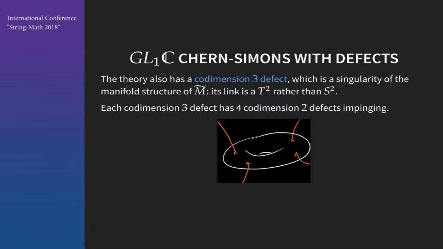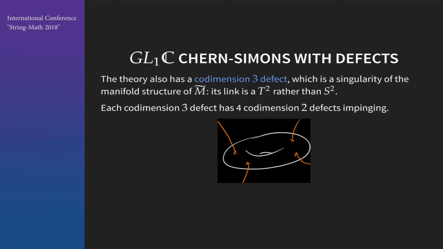And then the second kind of defect is rather more interesting. So this is a codimension 3 defect. So in a 3-manifold, this thing would sit at a point. And the idea is that this point is actually going to be a singularity of the manifold structure of M twiddle. So this theory doesn't quite live on manifolds. It lives on manifolds with occasional little singularities stuck in.